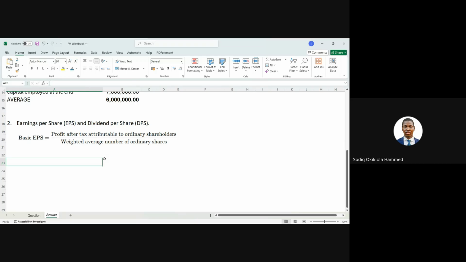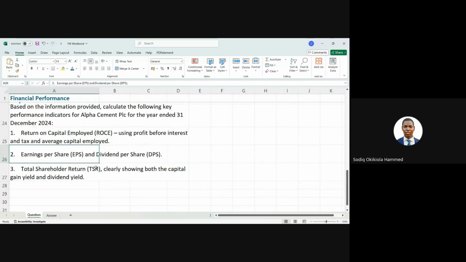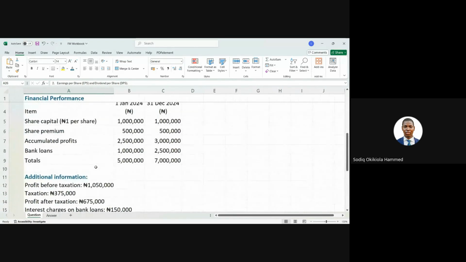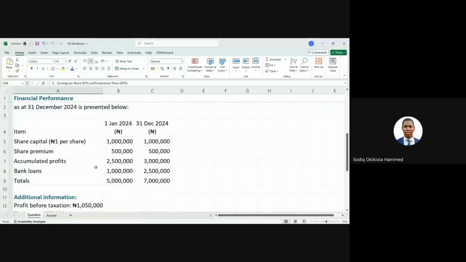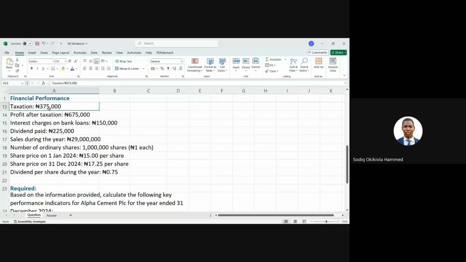I believe, do we have any question? We understand the formula. My explanation is very clear, right? So let's move on to solve the questions. Profits after tax. How are we going to get our profit after tax? This is our taxation. This is the profit after tax.